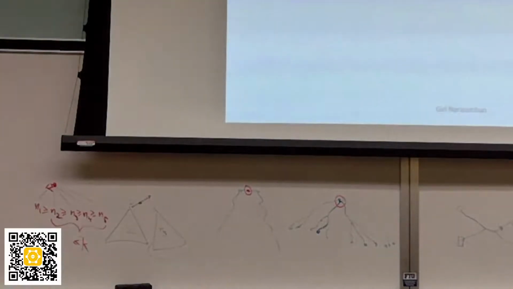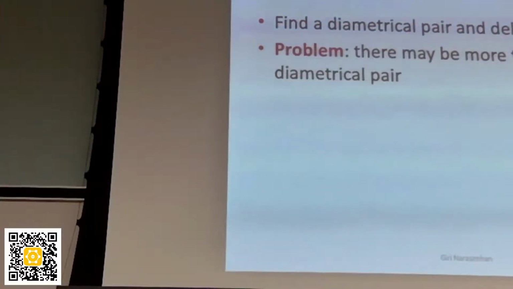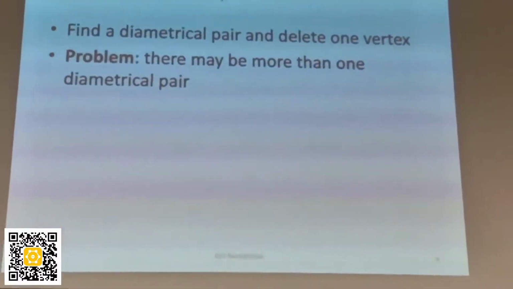Let me see what else I have here. So you find a diametrical pair. If you delete one vertex, the problem is there are too many other diametrical pairs. So this doesn't work. I'm just going through the thought process for you, recapping.